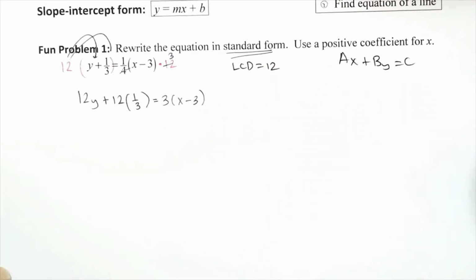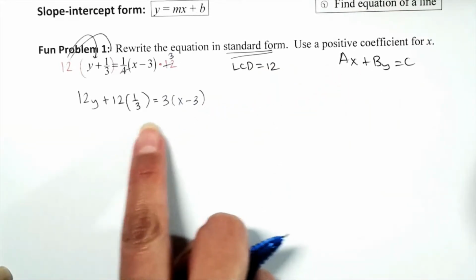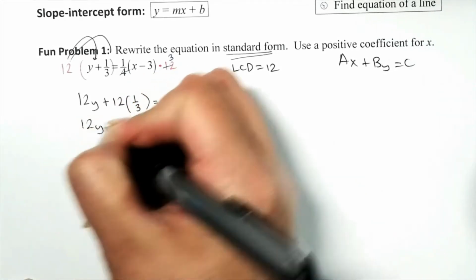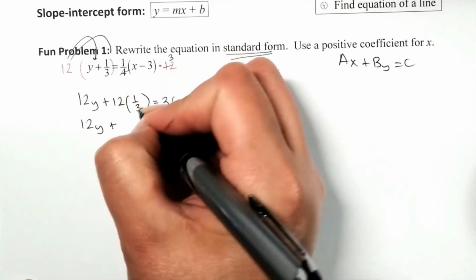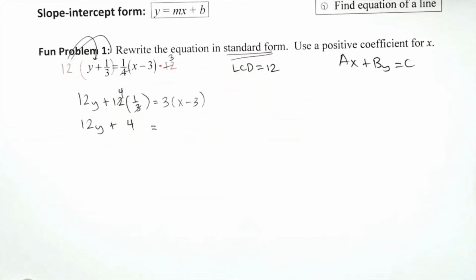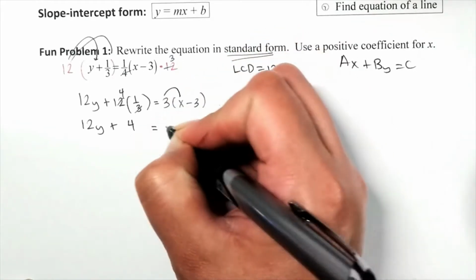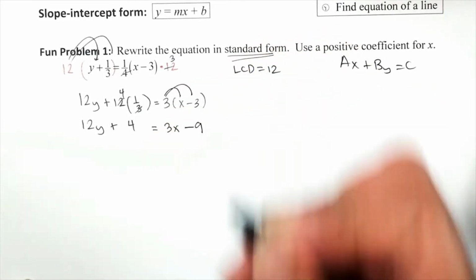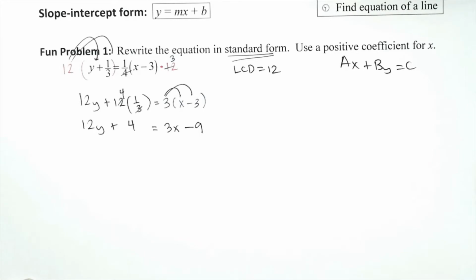Let's take our time, simplify the remaining products, and that way we can confirm that yes, we did indeed wipe out the fractions. On the left side, we have 12y plus 3 goes into 12 4 times plus 4 is equal to, no more fractions, so no more drama. On the right side, when we distribute the 3, product of 3 and x is 3x. Product of 3 and -3 is -9. Fantastic. So fractions are gone.